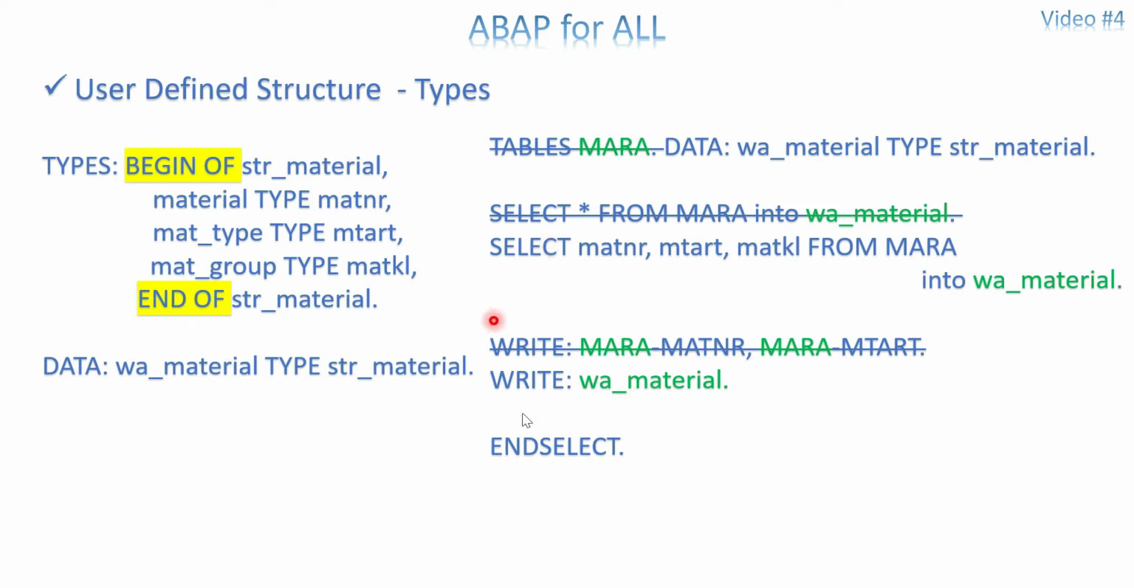But still select acts as a loop because we are still in the work area concept. The work area property is that it holds only one record at a time. So I will show you the same in the system.